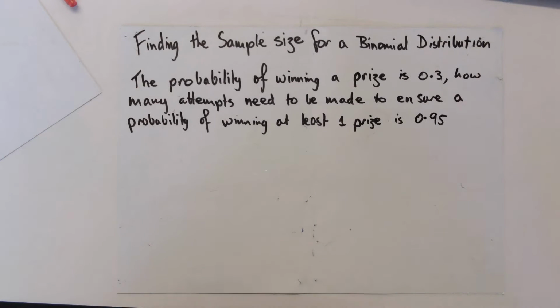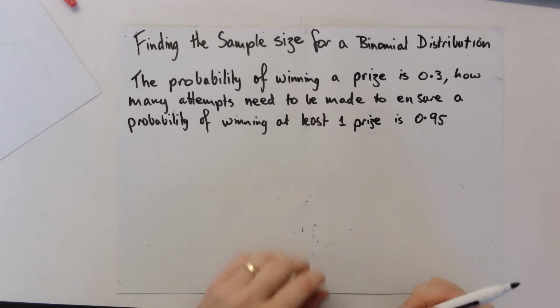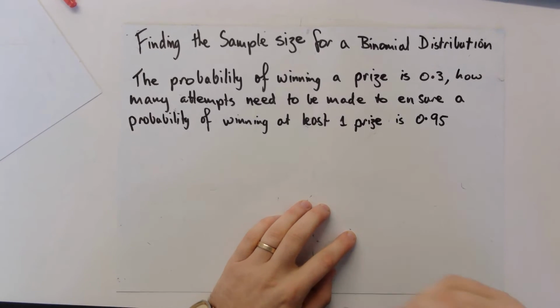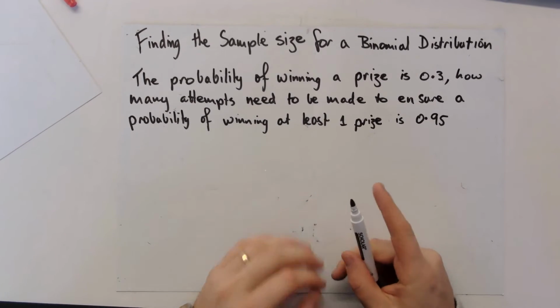Distribution. Okay, so you might be at a carnival or a fair or something like that, and you've worked out the probability of winning a prize is some amount. You really want to win a prize, so you want to have a high probability of winning at least one prize. What you want to be able to do is find out how many attempts you need to make to ensure that you have a certain probability of winning a prize.